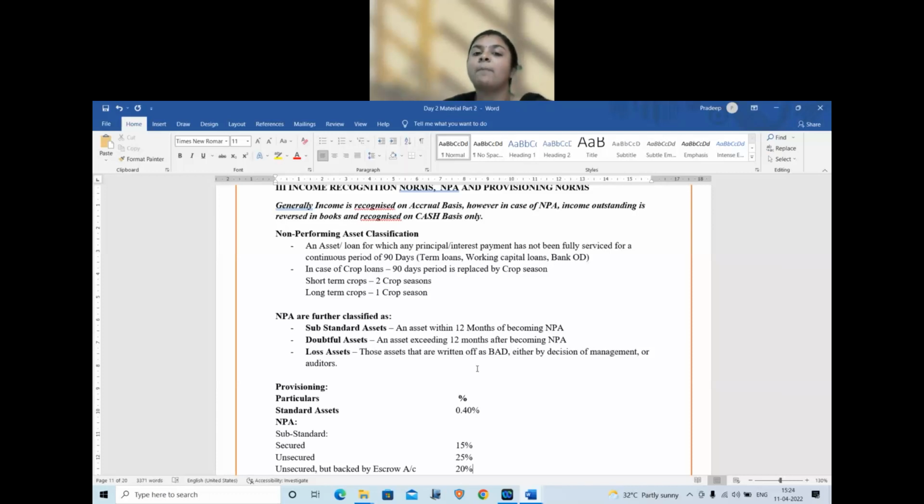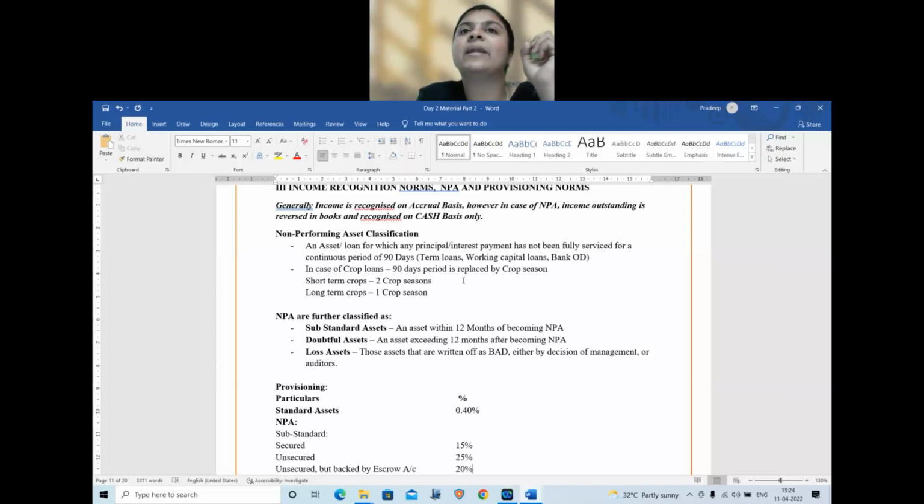Whereas if it is crop loans, the 90 days condition is replaced by crop season. For long-term crops, 1 crop season. For short-term crops, 2 crop seasons, which will be given to you in the question. Remember, even if the interest is overdue for 90 days, then also it will be categorized as NPA. Okay, interest amount is overdue.